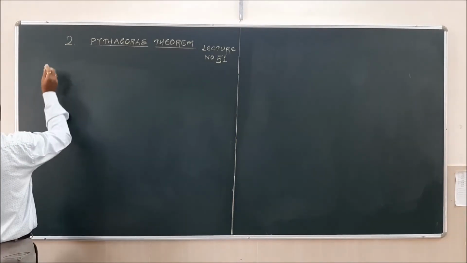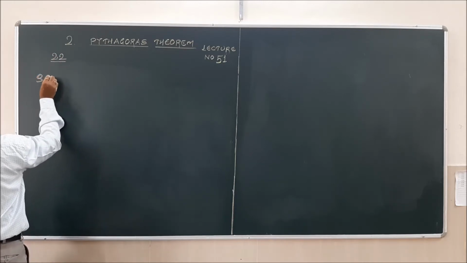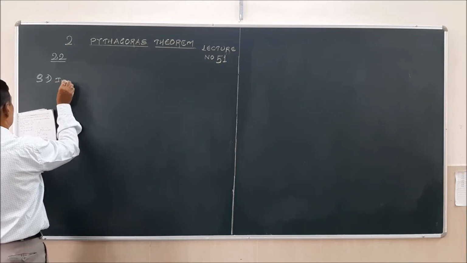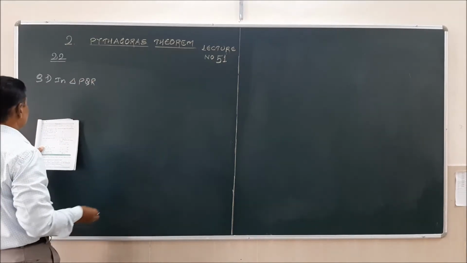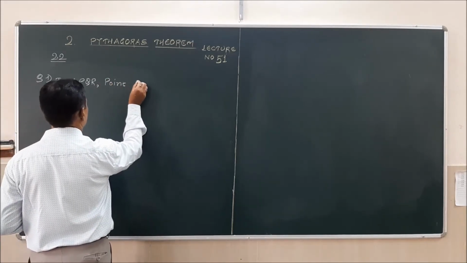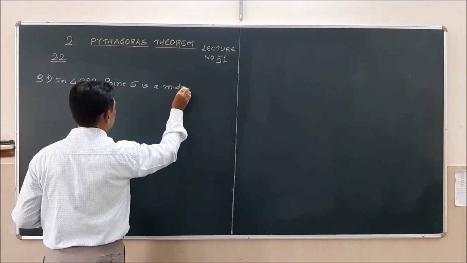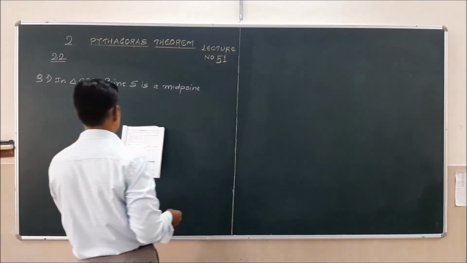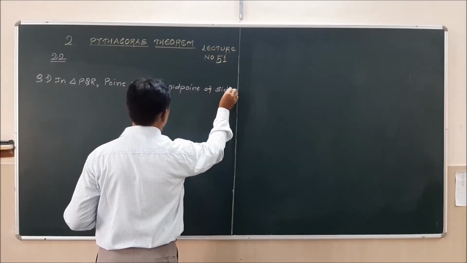Okay. Now please see here. 2.2. Question 1. In triangle PQR, point S is a midpoint of side QR.